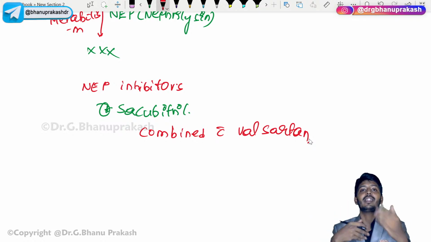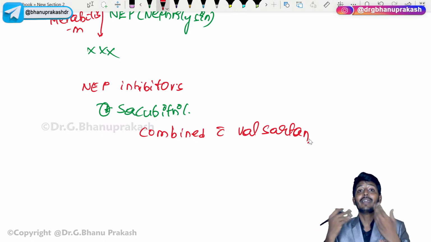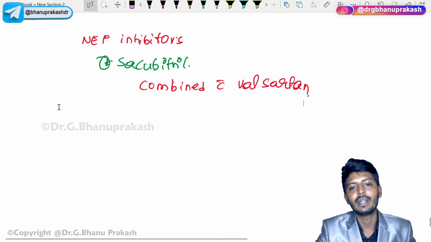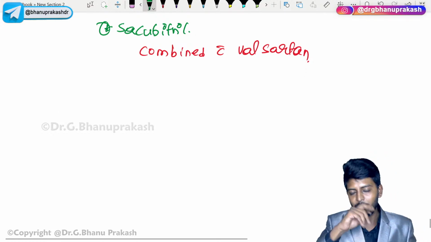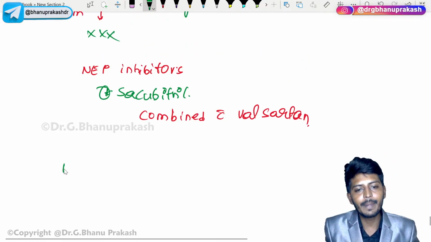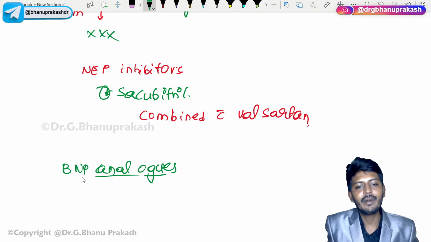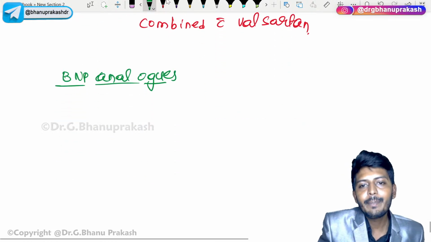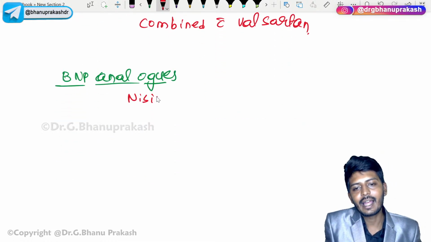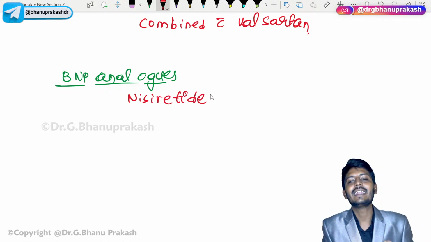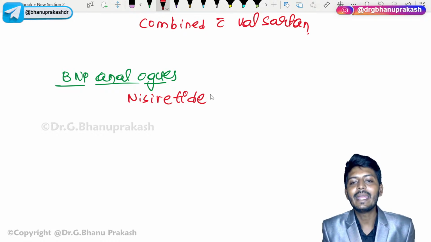But along with this, for further management, we can have beta blockers. For example, an aldosterone antagonist also can be considered. So this is your neprilysin inhibitor, sacubitril. And we also have one more drug, my dear students, that is your BNP analog. The name of the BNP analog drug is nesiritide. This nesiritide is used as a BNP analog.